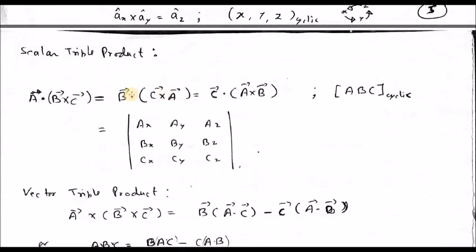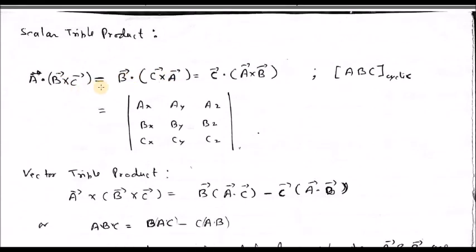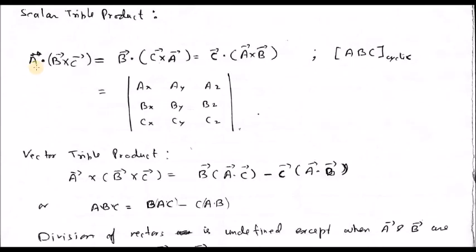Now comes the scalar triple product. The scalar triple product gives you a scalar quantity, and it is written as a dot b cross c, and it also follows a cyclic pattern. So a dot (b cross c) is the same as b dot (c cross a), which is the same as c dot (a cross b), and its value can be calculated by solving this determinant: components of a, components of b, and components of c. So this is ax ay az, bx by bz, cx cy cz. Just solving this determinant, you will get the scalar triple product's value.